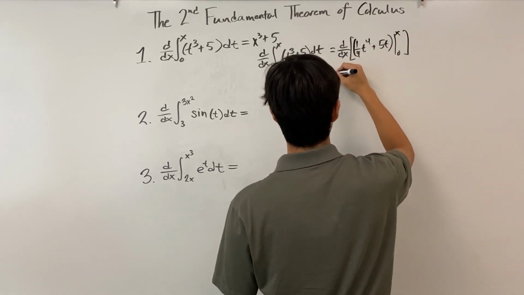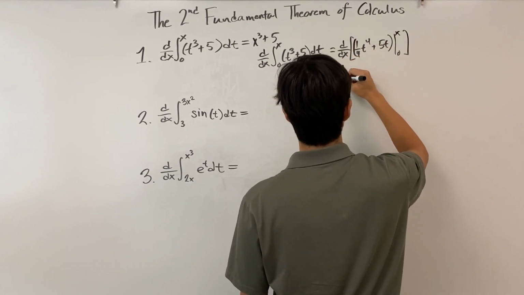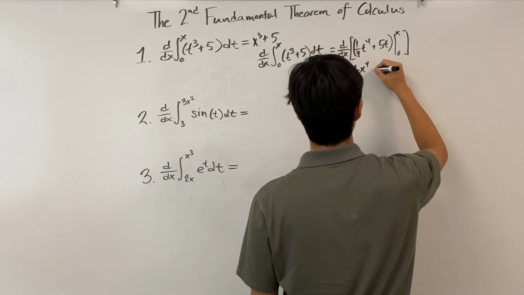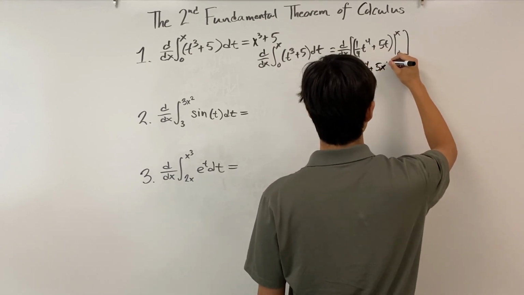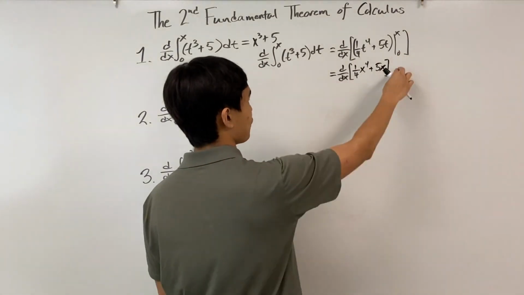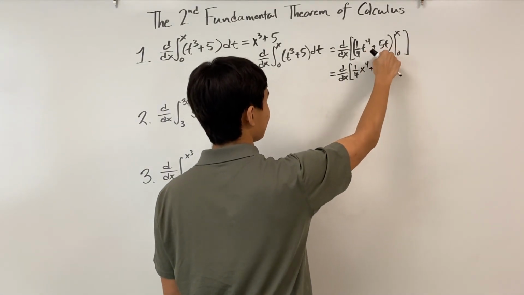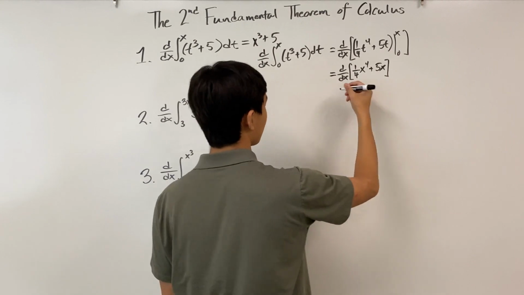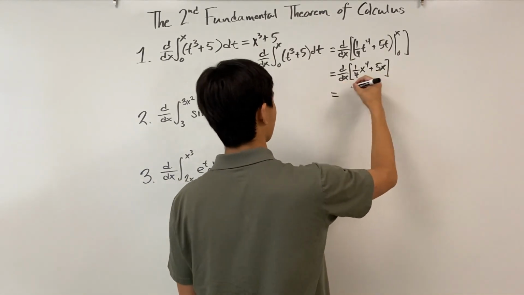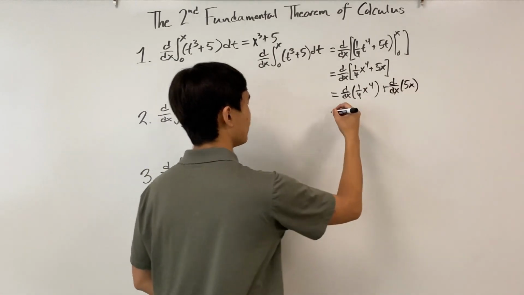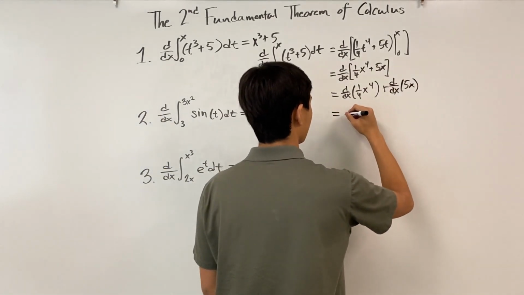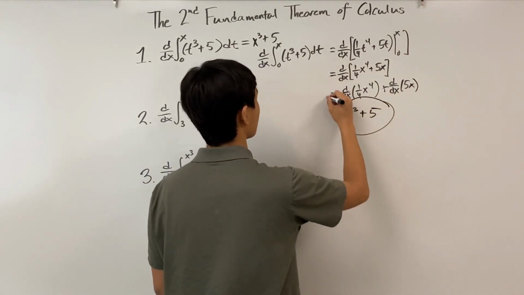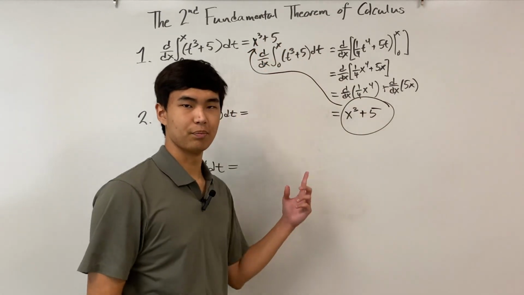What we get when we plug this in is the derivative of 1/4 x to the 4th plus 5x. And then notice that if we plug in 0, this is 0 and this is 0. The derivative of 0 is 0. So this is all that remains. And now we can go ahead and distribute the derivative here like this. And then this is equal to x cubed plus 5, which matches our answer here.